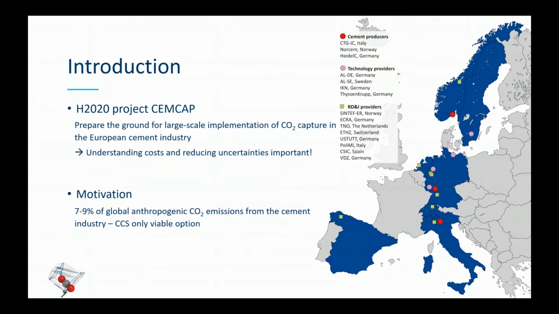The motivation for doing this project is the fact that the cement industry accounts for around 7 to 9% of global anthropogenic CO2 emissions. Of these, around two thirds originate from the raw material itself and not from the fuels used in the production of cement. This means that the use of CO2 capture, or CCS, is the only viable option we see today for drastically reducing emissions in the cement industry.